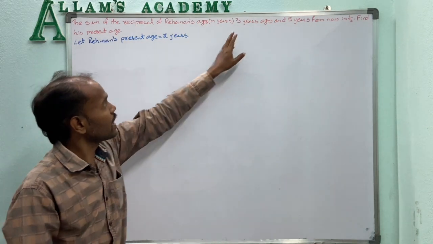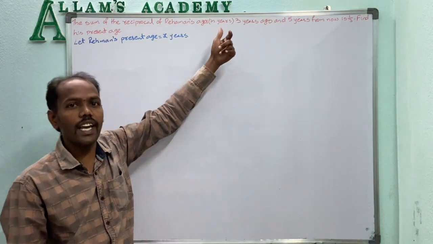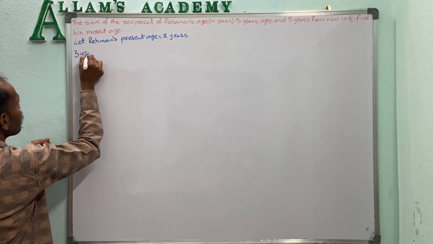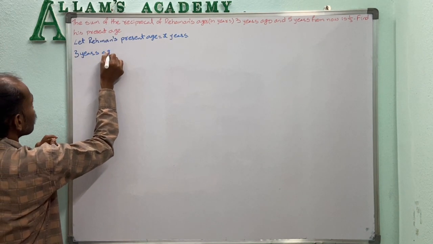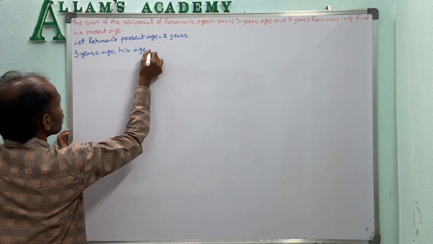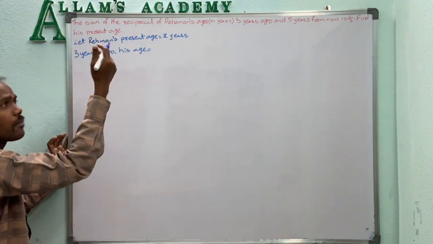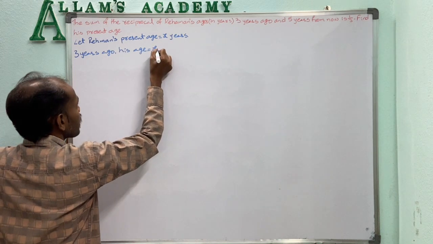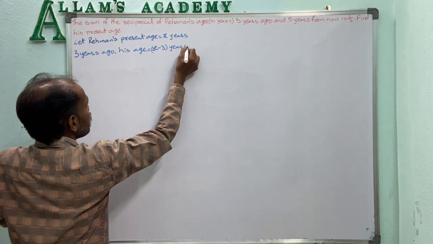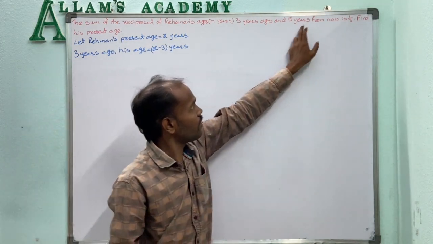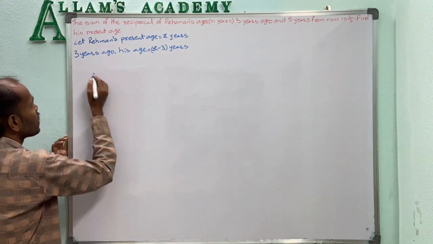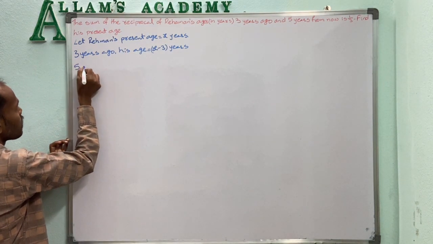Now 3 years ago his age. So 3 years ago his age equal to, now x to 3 subtracting, that means x minus 3 years. Next 5 years from now his age, that means 5 years after, that is nothing but x plus 5.